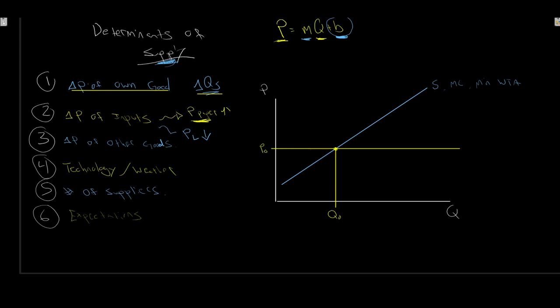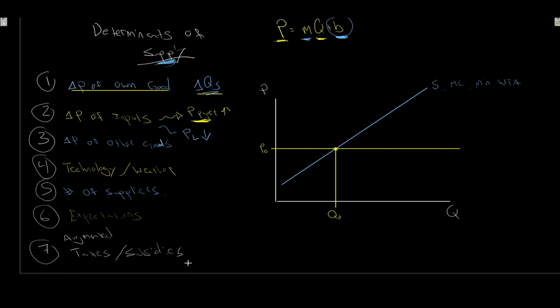I want to throw in a seventh determinant. It's not truthfully a determinant. It does not cause our supply curve to shift. Rather, this would be causing our supply curve to be augmented. That is, our supply curve would still be there, but it would have an augmentation on it one way or another. And that would be through the presence of taxes or subsidies.